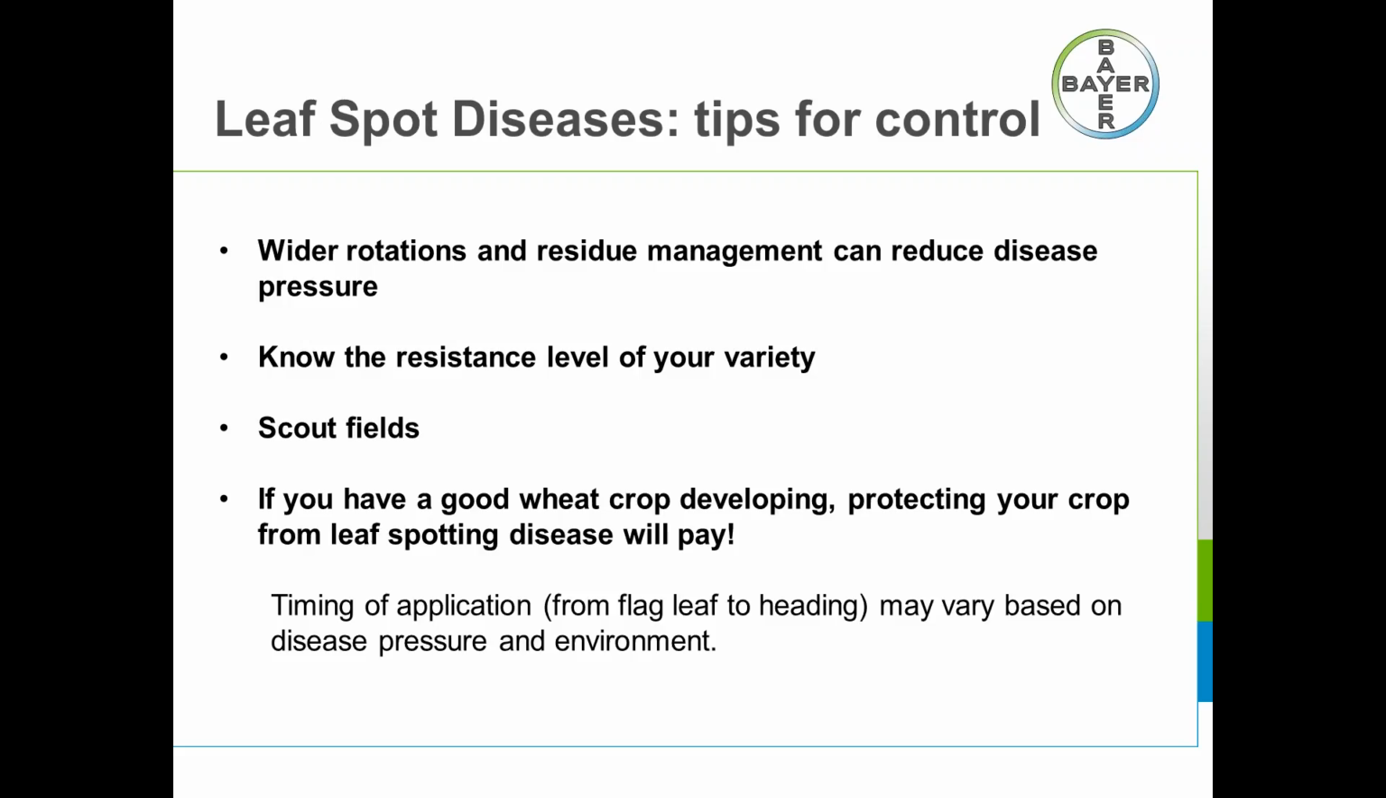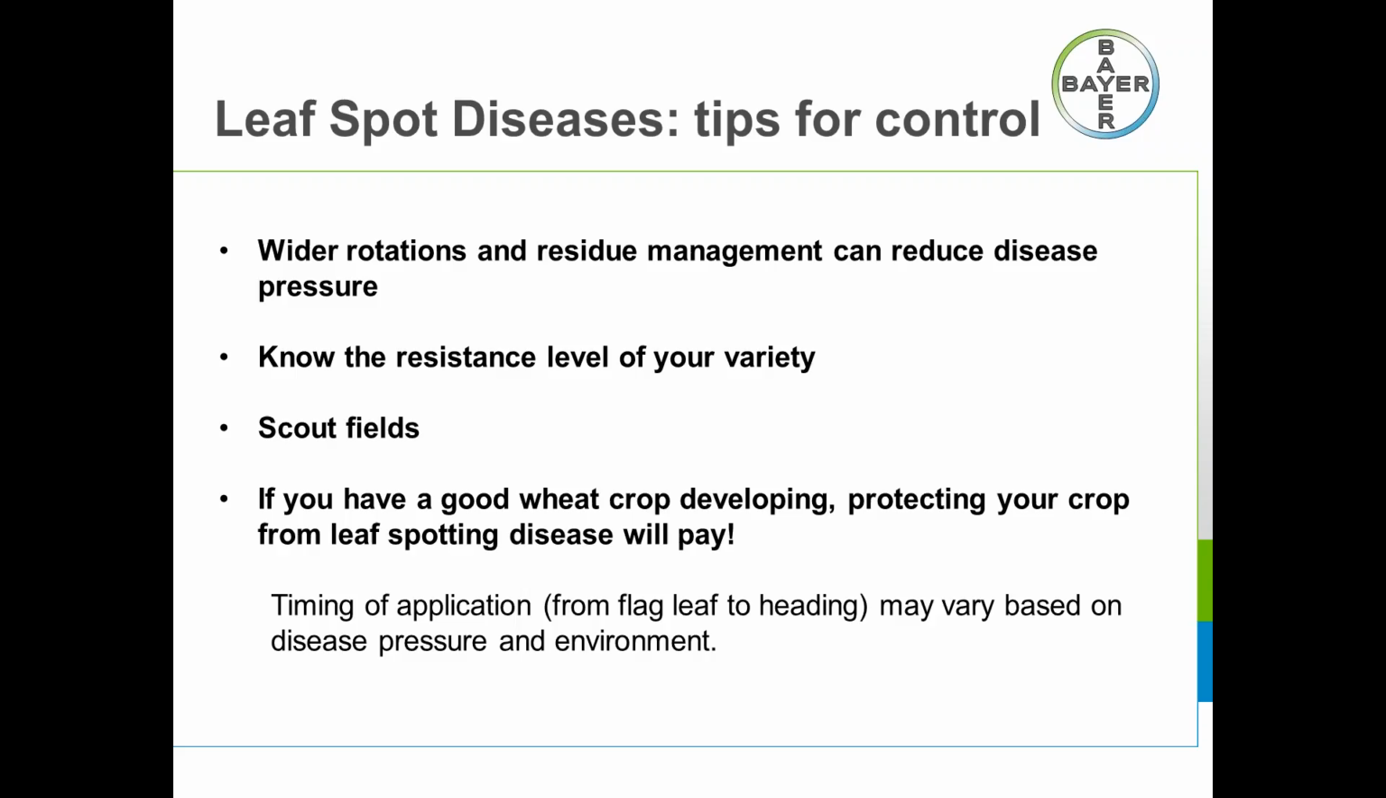Tips for control for leaf spot diseases. So again, these diseases often overwinter. They start in the stubble and the seedlings and they work their way up. They're literally a bottom-up approach. They start in the bottom part of the canopy and depending on conditions will work up the canopy toward the flag leaf.